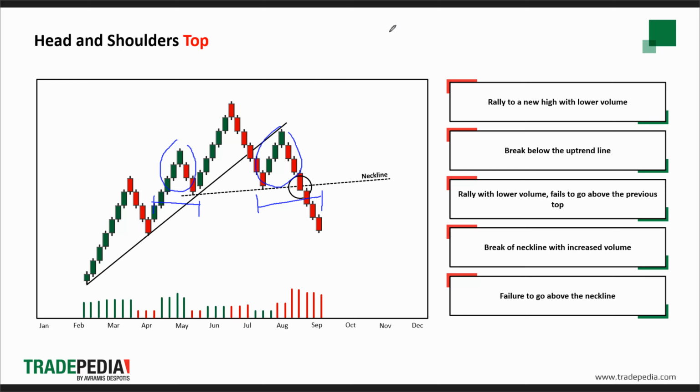Now imagine you have a person, and his left shoulder is very broad, and then his right shoulder is very small. This doesn't make sense at all, right? You want a person to have relatively symmetrical left shoulder and right shoulder. That's why it's called a head and shoulders pattern.